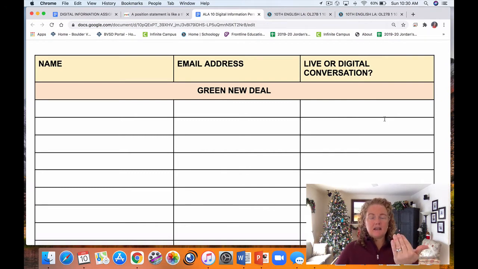then you're going to write live. If you don't want to have a conversation with people live, like you don't want to be in a Google Meet, you would rather have, say, a common Google Doc where everybody just shares their opinions, then you're going to write digital conversation. So live means a Google Meet. Digital conversation means you're going to share a common Google Doc and you guys are going to kind of figure out your opinions together that way in writing.